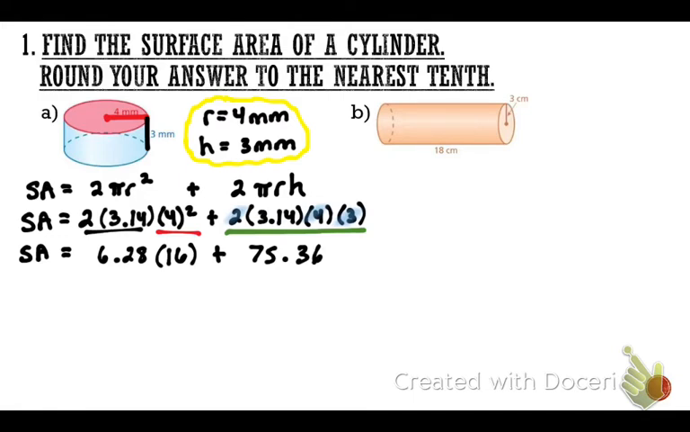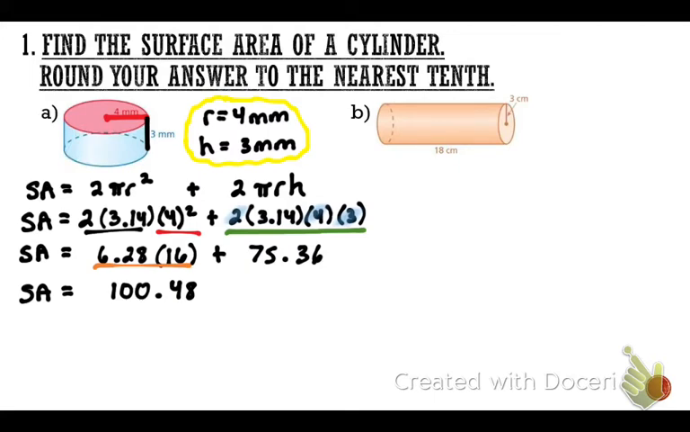Now, according to PEMDAS, should I multiply or should I add first? Multiply. We do need to multiply. So let's multiply those two together. Autumn, when you do that, what do you get? 100.48. So that right there would be the top, or this red circle up here, and then this bottom blue circle. So that's our two circles.